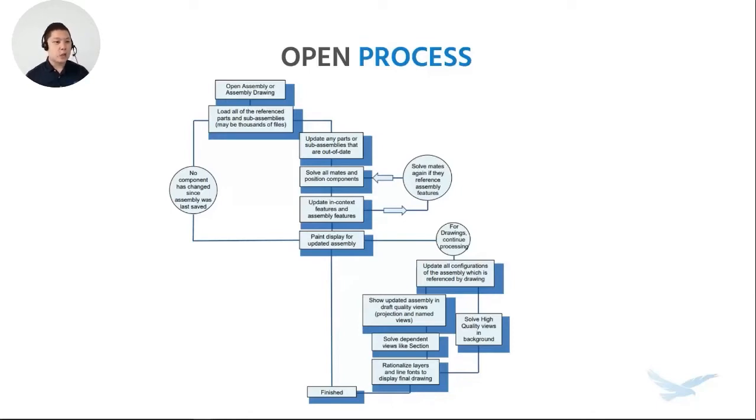The second one is SolidWorks looks to see if any parts or sub-assemblies are out of date, and then it'll update them, okay? Then it'll solve the mates and position the components, so it'll locate them where they are. From there, if you're working with anything in context, anything that has external references or assembly features, it's going to update those. And that last process is the paint display. This is where you can incorporate the tessellation information, those graphics triangles, into the assembly.